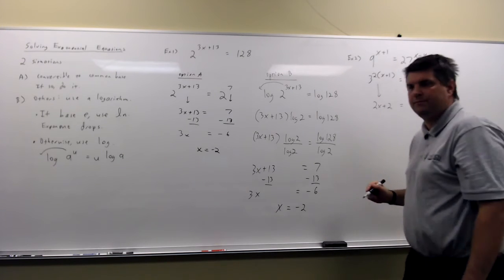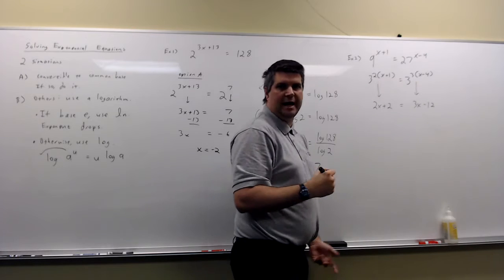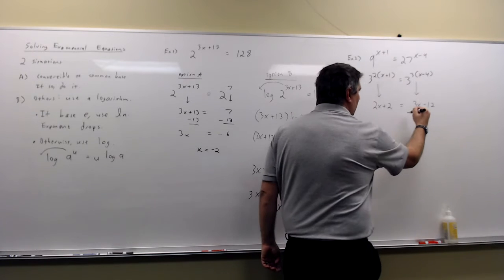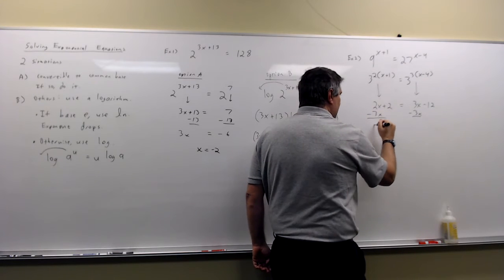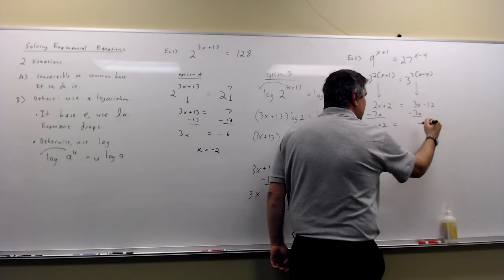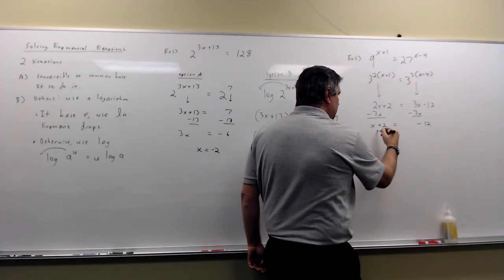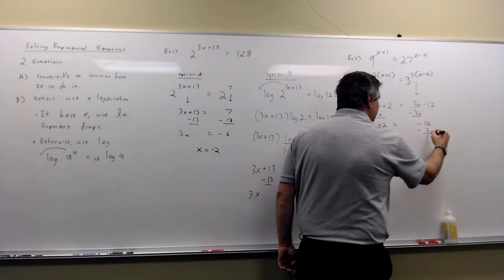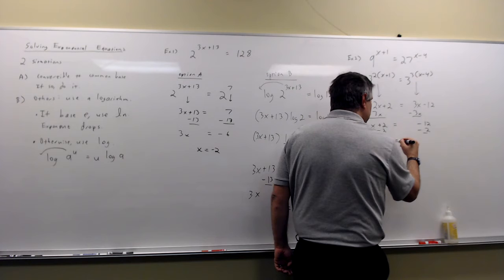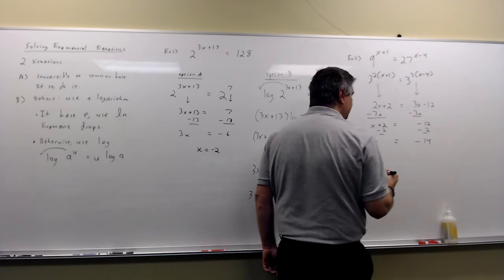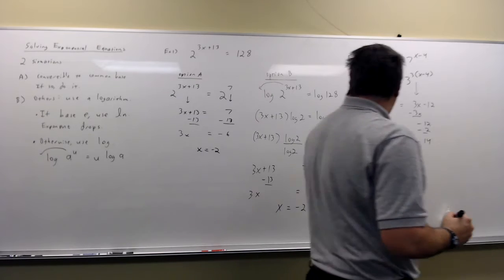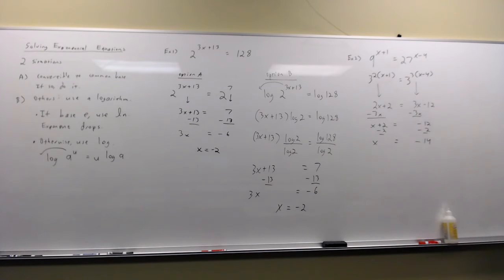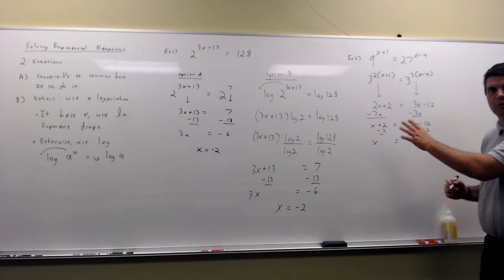I've got x's on both sides. I don't like that, so I'll subtract the 3x. X plus 2 is negative 12. Subtract your 2, subtract your 2. X equals negative 14. Again, a logarithm could have worked. I could have used a logarithm, but we'll skip the logarithm.